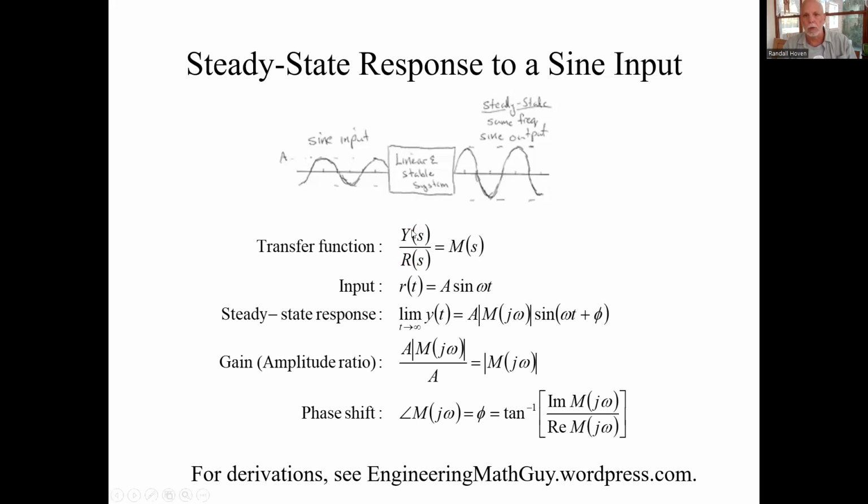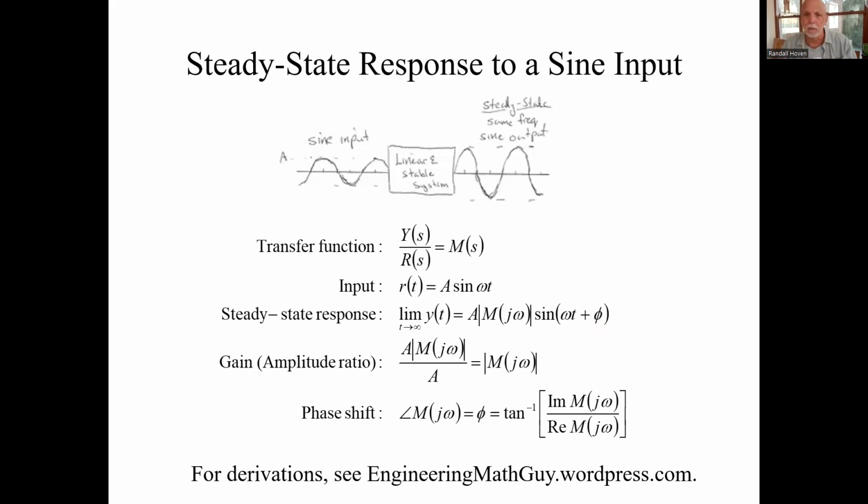Here's the transfer function. Remember, it's the output over the input. We'll call that transfer function M of S. This is all Laplace transform domain, Laplace domain S. But let's see what happens. You give it an input in the time domain, a sine wave with the frequency of some omega. The steady state response, meaning the time response as time goes to infinity, is the same sine wave with the same frequency, but first, an adjusted amplitude of that sine wave, and secondly, a phase shift of that sine wave.